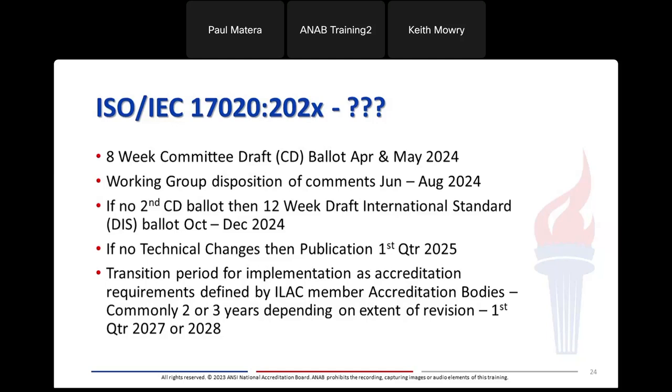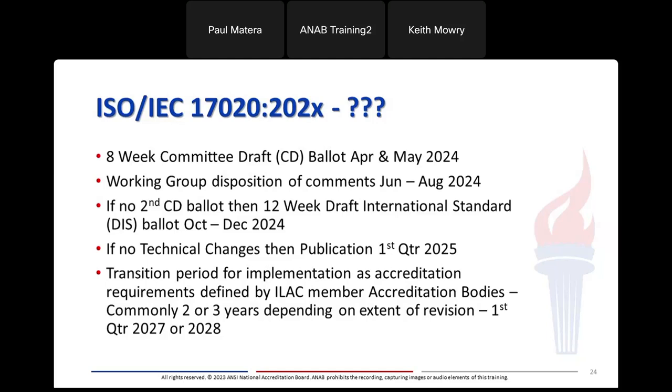So what I want to do right on this slide is walk through, hypothetically, the fastest possible scenario based on my experience with these standards. What's the fastest possible scenario where this standard would be published and we could get a look at the final published version? And I'm going to walk you through that.